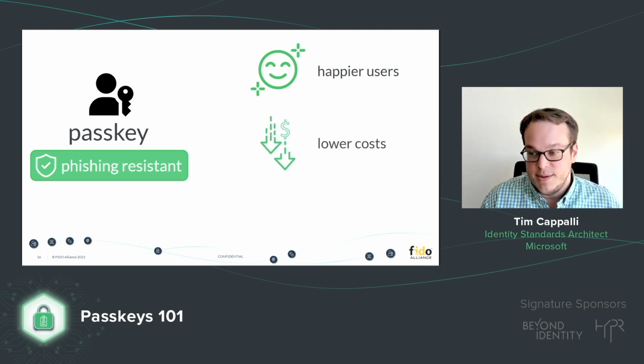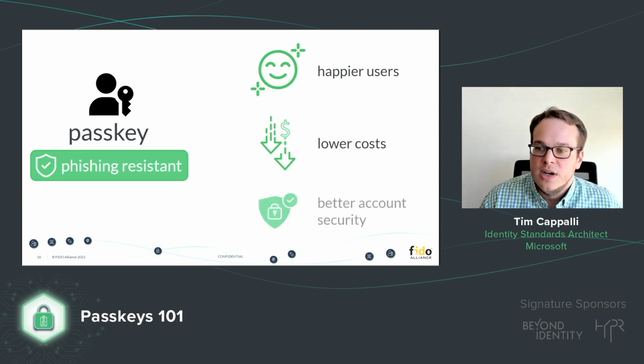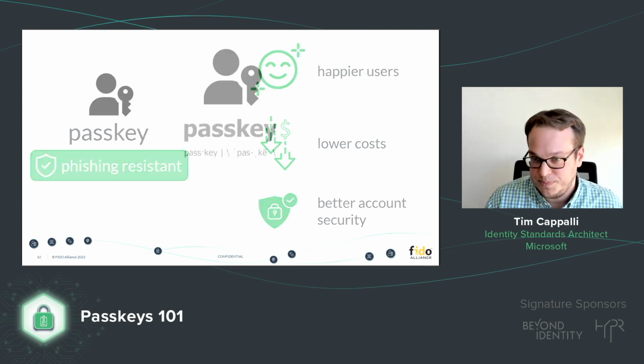Lower costs, right? SMS is expensive. Sending emails even is expensive, right? These are some of the highest costs for organizations at global scale. For Microsoft, it's a huge cost. Us sending SMS, that is a massive, massive cost at scale. And then users end up with better account security, which benefits the user and benefits the organization as well.